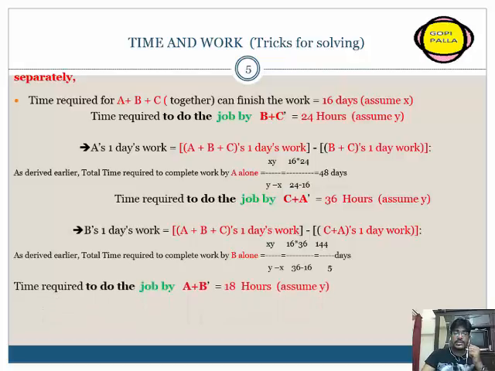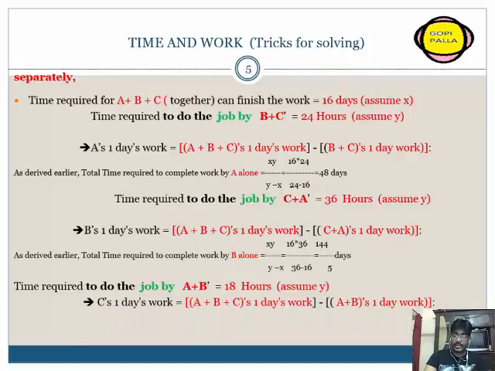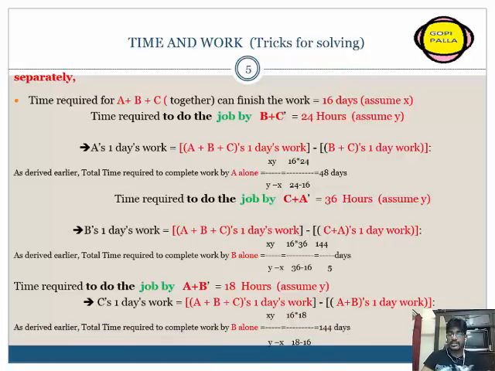Similarly, for the last part, the total time required to do the job by A plus B is 18 days. We are going to assume this as Y, because X is already A plus B plus C's work, 16 days, which we know. So C's 1 day's work equals A plus B plus C's 1 day's work minus A plus B's 1 day's work. If you apply the formula XY by (Y minus X) once again, it is 16 into 18 by (18 minus 16), which gives the value of 144 days.